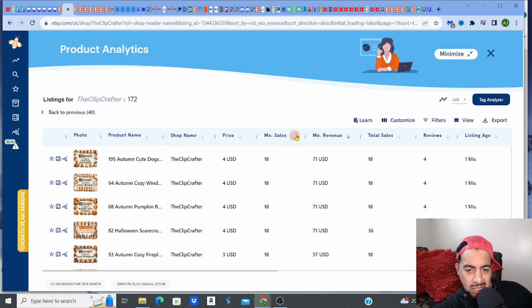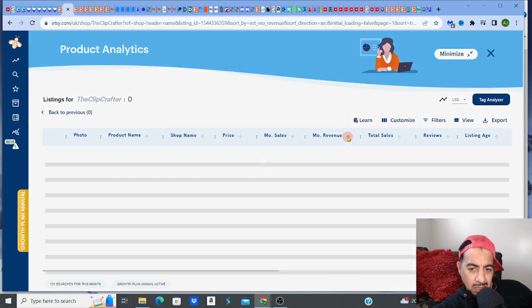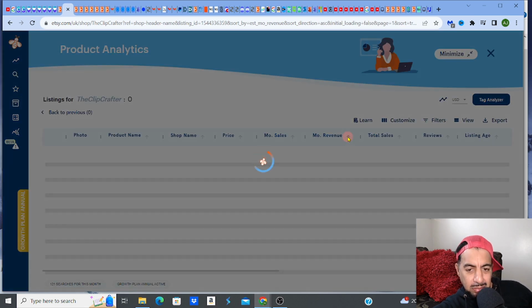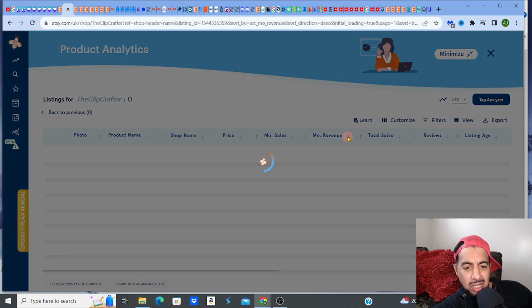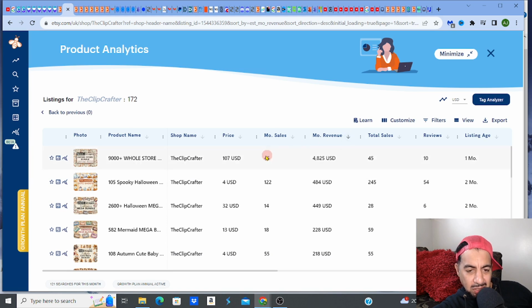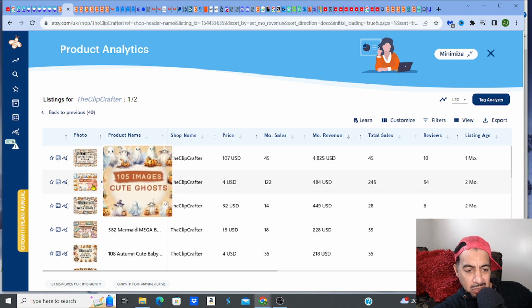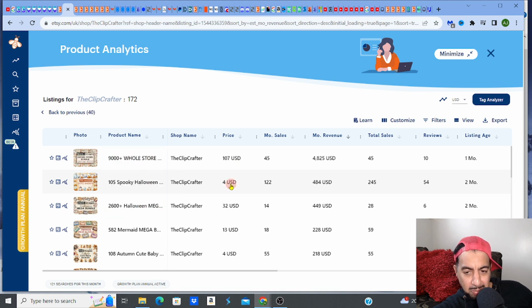The bundles obviously are going to cost a little bit more. The mega bundles, they will, because they're a lot more. But guys, lots of listings, even with smaller numbers, do add up, right? Look at this one. The whole store is priced at $107, right? This 105 spooky is only $4, but it's got 245 sales, right? It's got 122 monthly sales. That's 484. Guys, they add up. They all add up. But the more listings you do, the more chance you've got.